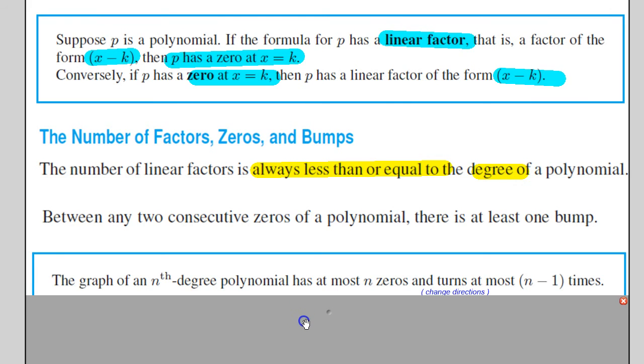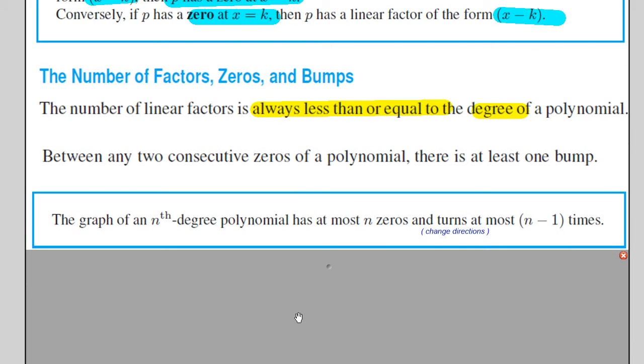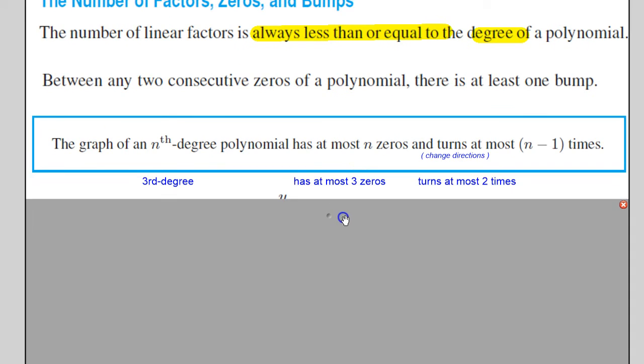So now that we have that information, here's another pattern. You just have to trust me and you'll find out later in life, probably in calculus, why this works. It says the graph of an nth degree polynomial has at most n zeros and turns at most n minus 1 times, which means it changes direction when we say turn. Okay, so let's take a look at the example.